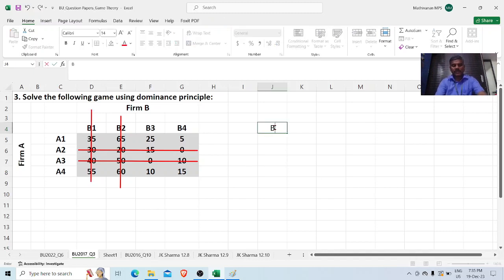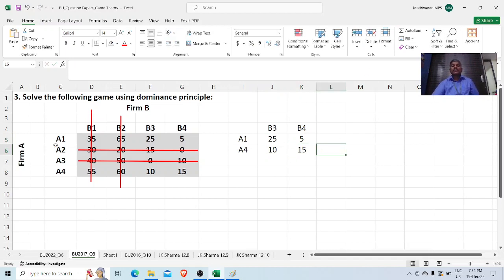So B3, B4, and here we have A1 and A4. We will fill the elements 25, 5, 10, 15. So this is the resulting matrix. So from a 4 cross 4 matrix, we have reduced it to a 2 cross 2 matrix. Now we need to solve this matrix to find the answer to the problem.